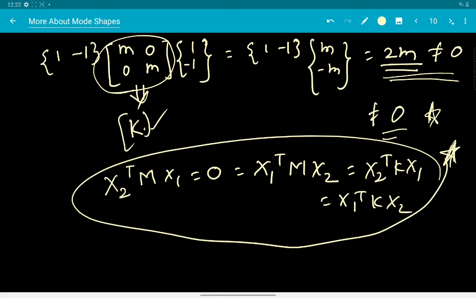So we'll stop over here for today, and I'm sure that you might have appreciated orthogonality of mode shapes. Now, in the light of this orthogonality of mode shapes, we are going to march forward in the domain of forced vibration analysis of these 2 degree of freedom systems. So that we'll be doing in the next class.